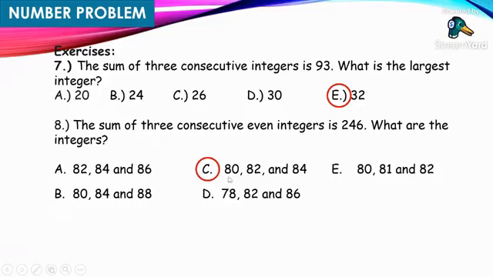Now, if we're going to get the total, this is 246. Ito naman is, what's the sum of this? 252. So, ibig sabihin, the best answer is letter C. Or simply, yung gagawin natin, 246 divided by 3. So, the answer is 82. So, consecutive even. So, that becomes 80, 82, and 84. Okay. Congratulations for those who got the answer for number 8, which is letter C. Let's have number 9.